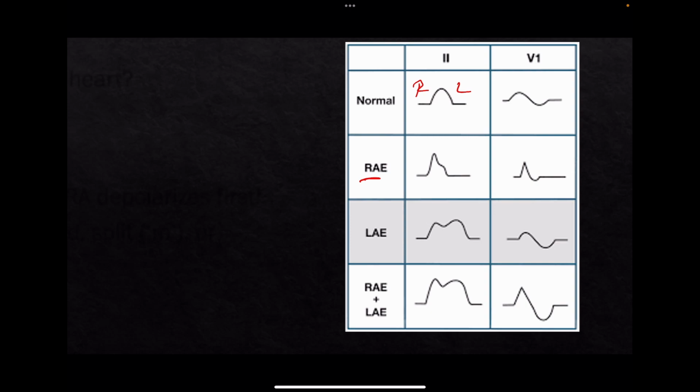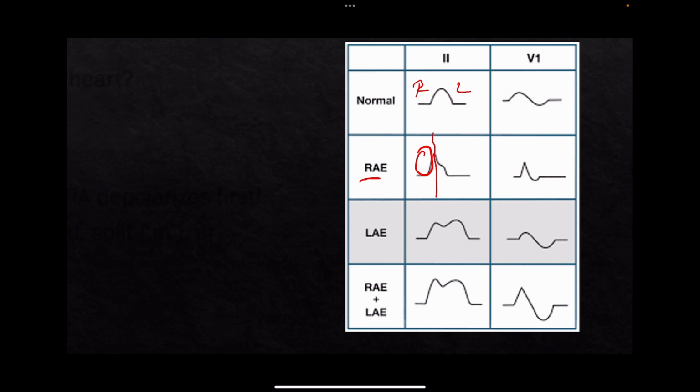Now look at right atrial enlargement. If you cut this in half again, look where the big peak went. It's on the right side. That's right atrial enlargement. So, okay, very, very tall P waves, peaked P waves, think right atrial enlargement.